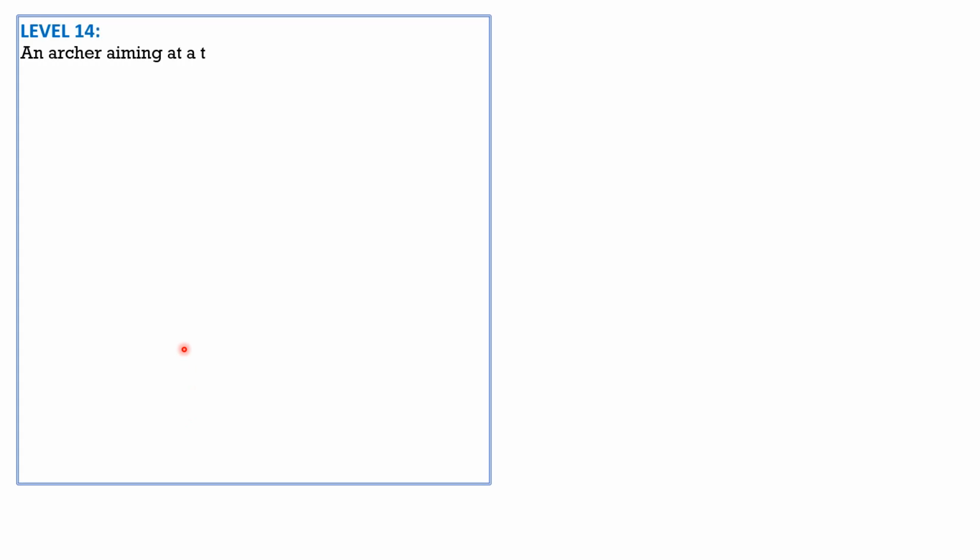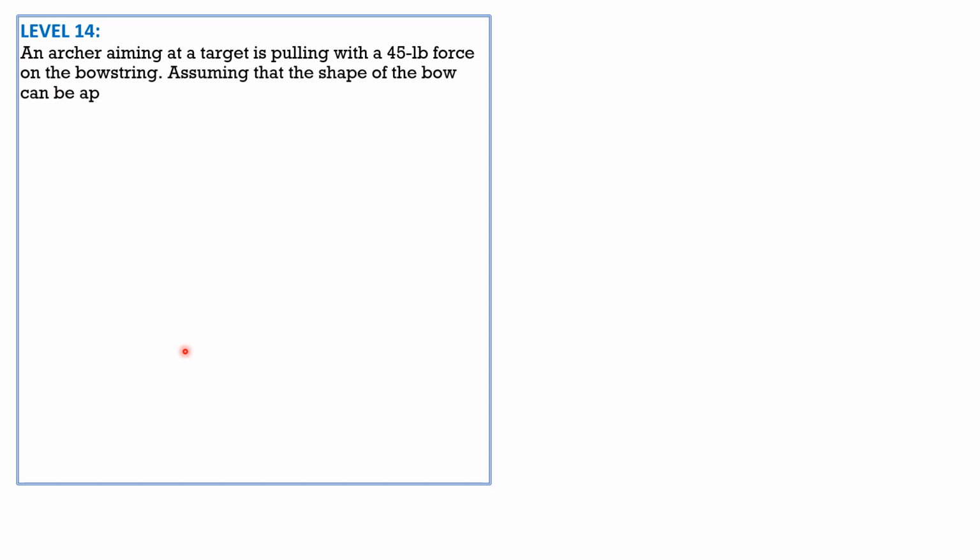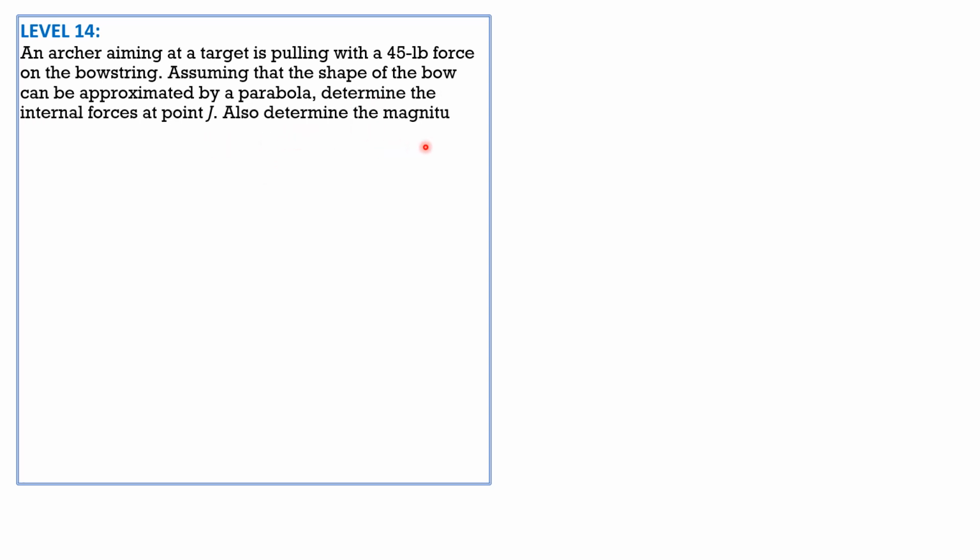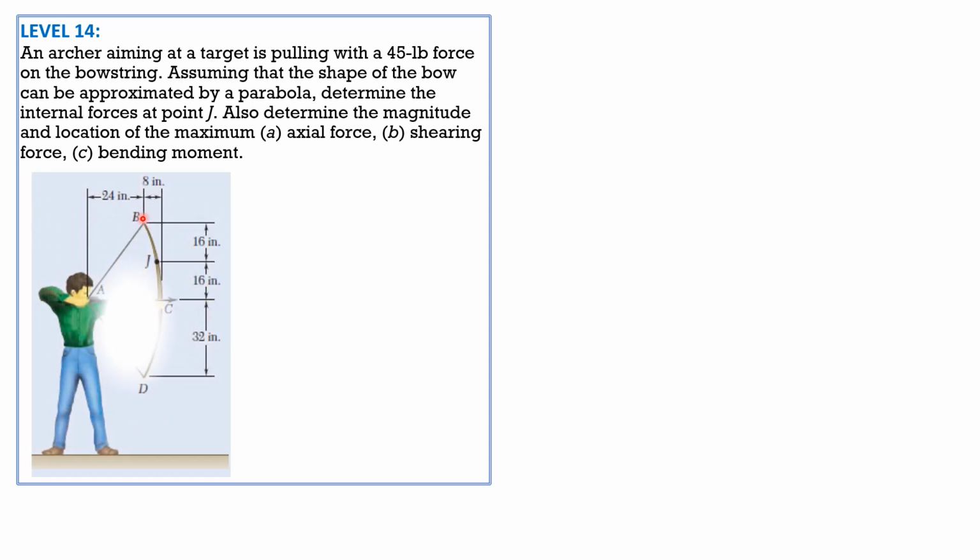Level 14. An archer aiming at a target is pulling with a 45-pound force on the bowstring. Assuming that the shape of the bow can be approximated by a parabola, determine the internal forces at point J. Also determine the magnitude and location of the maximum: A, axial force; B, shearing force; and C, bending moment. So here's the given figure.